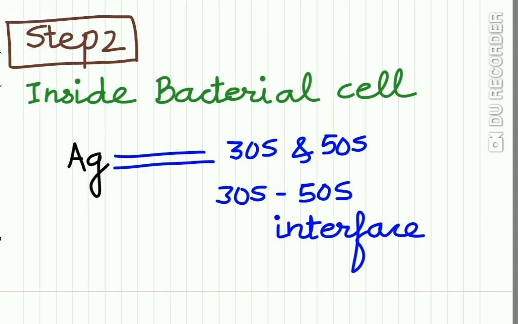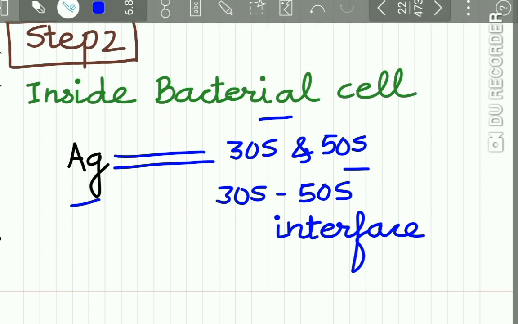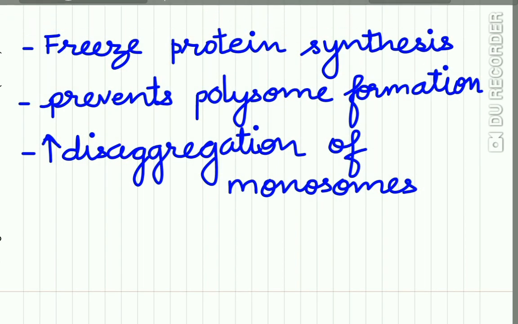Now, step 2 occurs inside the cell, in which the aminoglycoside molecule binds to the ribosomes. Now, inside the bacterial cell, the aminoglycoside binds to the 30S and the 50S subunits at the 30S-50S interface. Now, this binding results in freezing of protein synthesis, prevents polysome formation, and it causes increased disaggregation of the monosomes.